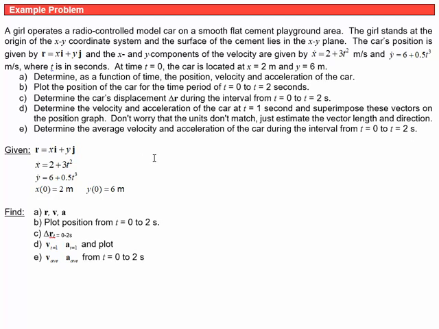First, we want to determine, as a function of time, the position, velocity, and acceleration of the car. Then we want to plot the position of the car between 0 and 2 seconds. We want to find the displacement for the same time period, determine the velocity and acceleration at 1 second, and the average velocity and acceleration between 0 and 2 seconds. All right, so we know that this is the general equation for position. We know the x and y component velocities, and we know some initial conditions. All right, and this is what we want to find.